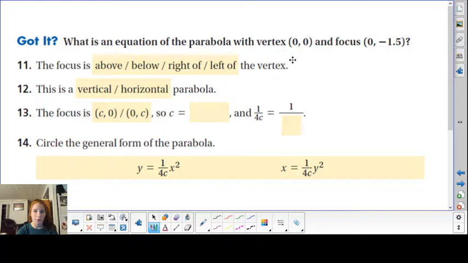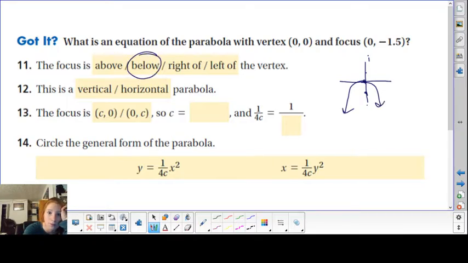What is the equation of a parabola with a vertex 0, 0 and focus at 0, negative 5? What I like to do if I can't see where it's going to be is physically make a little sketch for myself to give a general idea. Now remember, my focus is going to be on my axis of symmetry, that's my flipping line. So if I'm centered at 0, 0, and my focus is at 0, negative 1.5, that's where I'm going to flip across. So I'm going to go down. My focus is below the vertex. This is a vertical parabola.